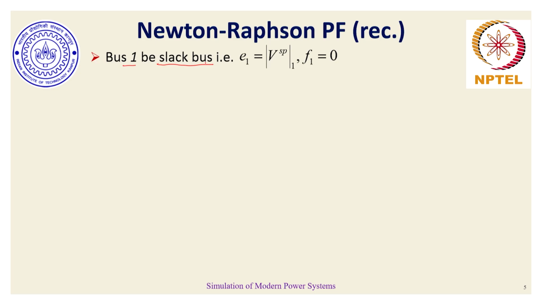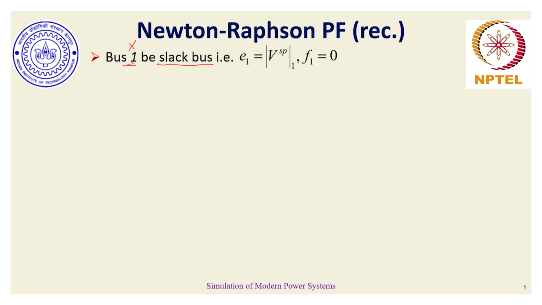If at all, given the data sheet, bus 1 is not a slack bus, then definitely there would be some slack bus, or a bus where the largest generator is connected. These bus numbers can be interchanged with corresponding changes also happening in the line data specification, and eventually we can have bus 1 to be the slack bus.